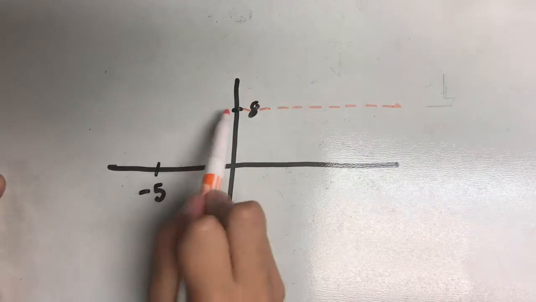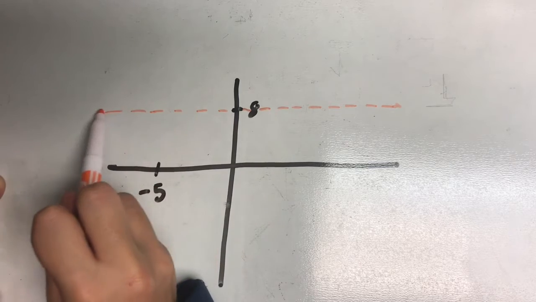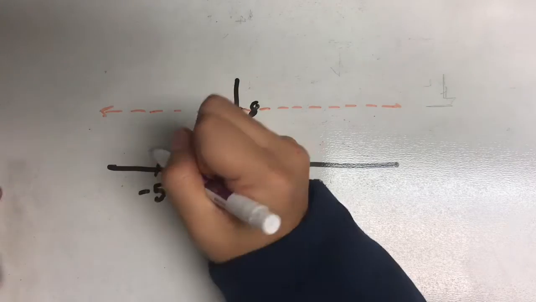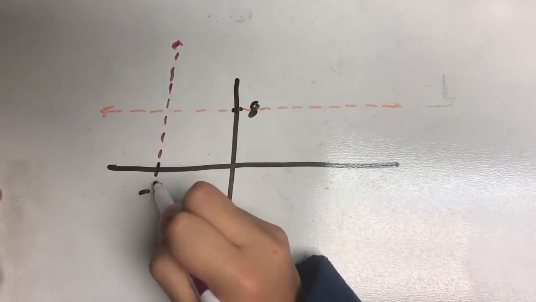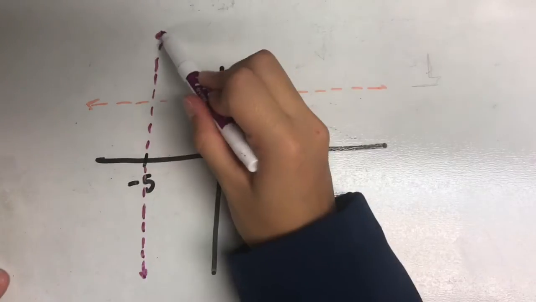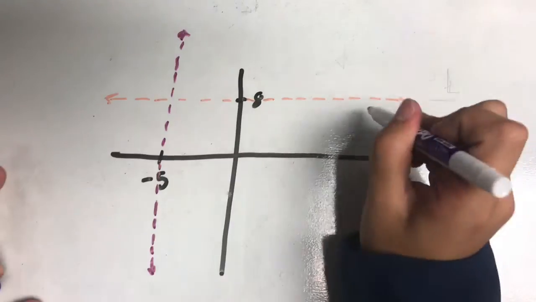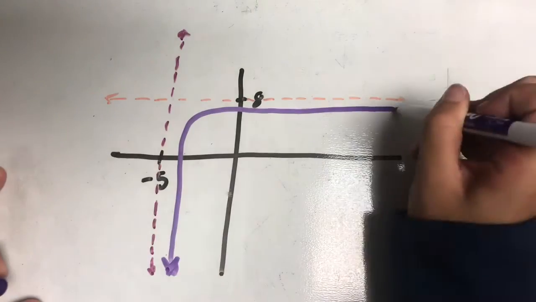When we graph this function, we can see that at the orange dotted line, that is our horizontal asymptote at y equals 8. And because of the function's denominator, we also have a vertical asymptote at x equals -5.